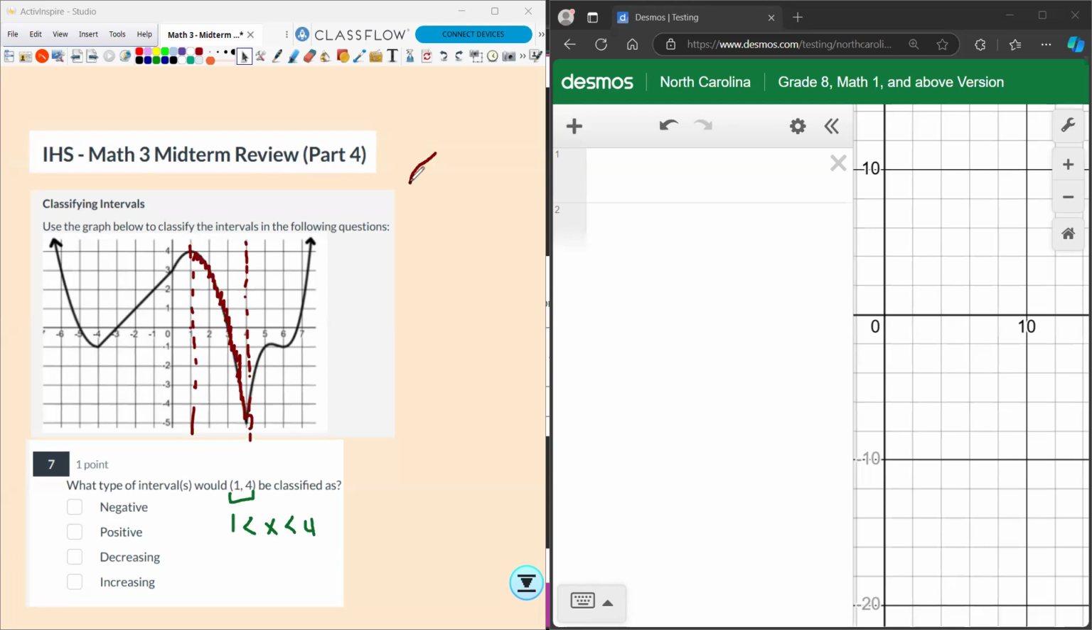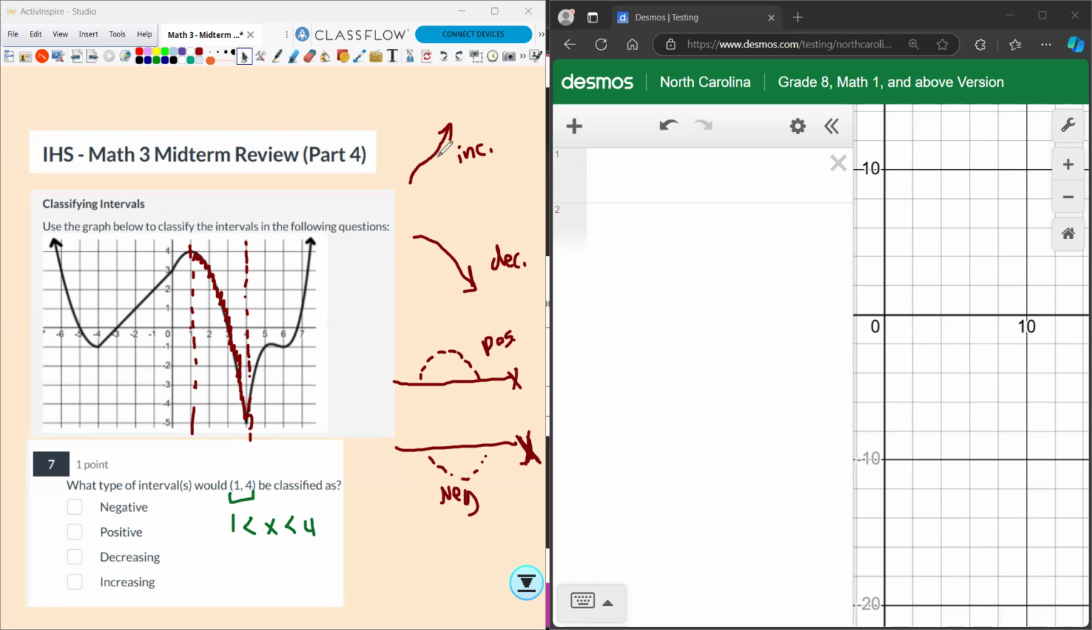There's increasing if it goes up and to the right. There's decreasing if it goes down and to the right. There is positive if it's above the x-axis. And then there's negative if it's below the x-axis. And then you can have combinations of, that's an x, not a y. So this would be a negative. So you have four different types of intervals.